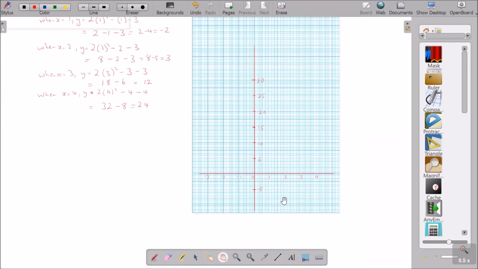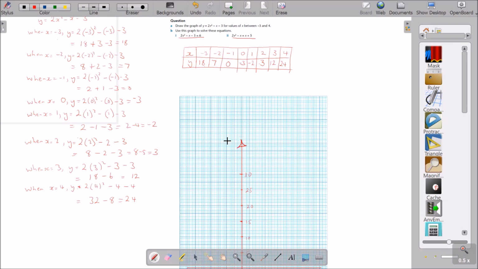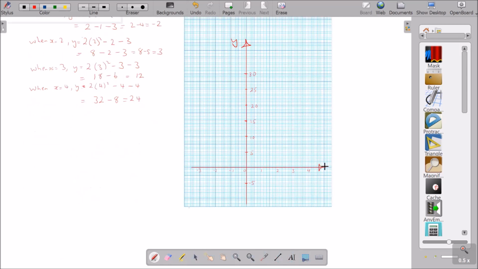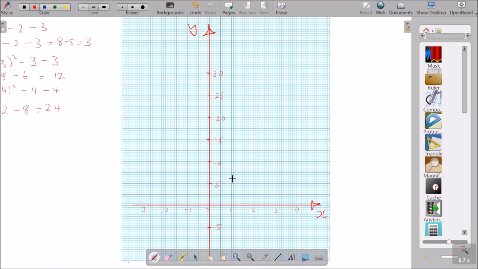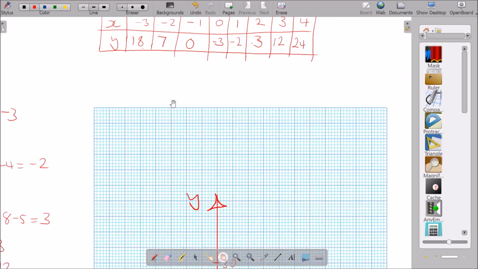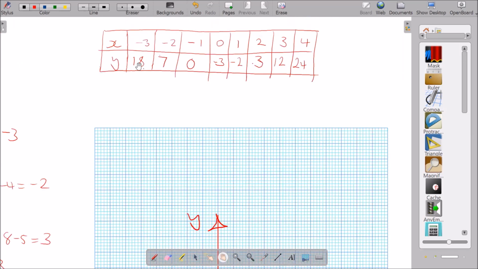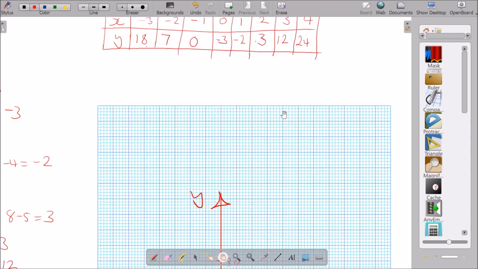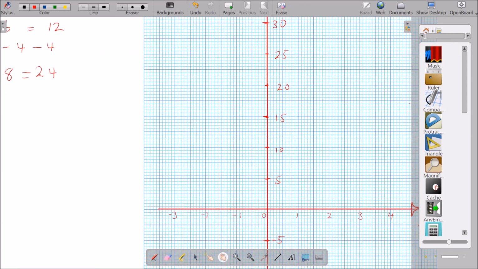So now we use our table of values. Let's label our axis. This is our y and this is our x. Let's put in our points. When x is minus 3, y is 18. So we go to minus 3, 18.